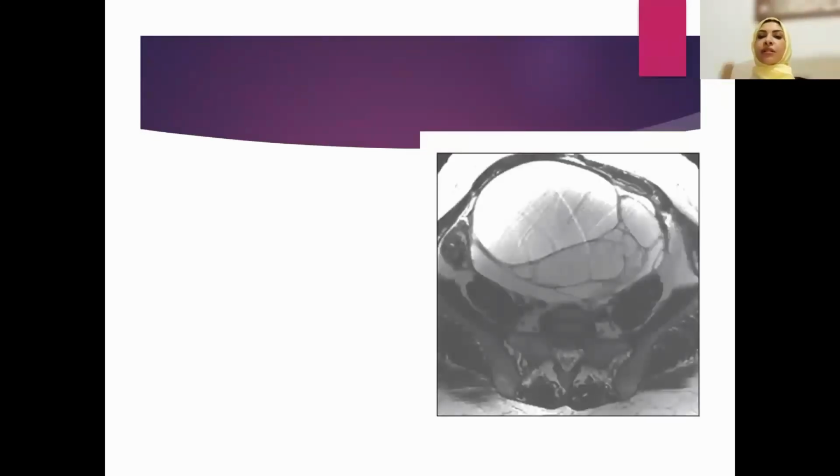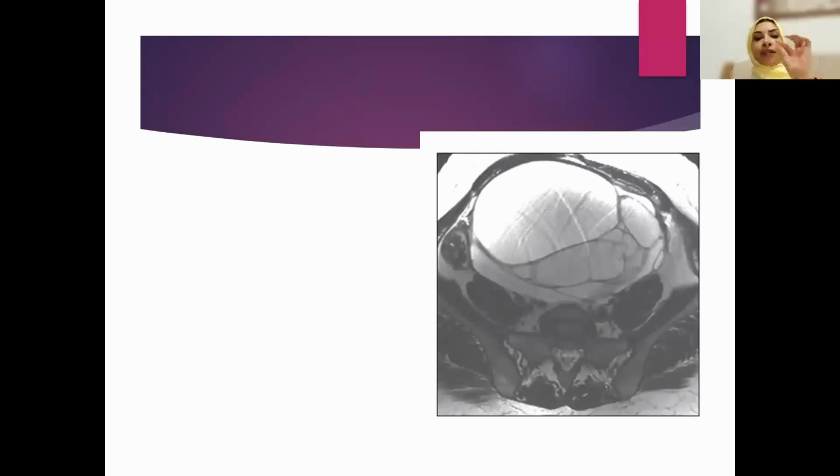While in mucinous cystadenomas, the cyst is multilocular. You will see multiple septations. It's quite larger in size. And because the mucin contents inside the mucinous cystadenoma is variable, you will see different shades of hyperintensity on T2WI.